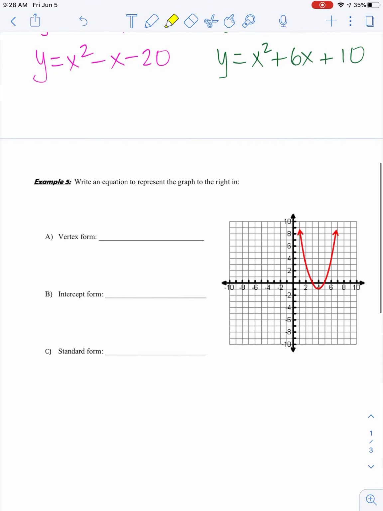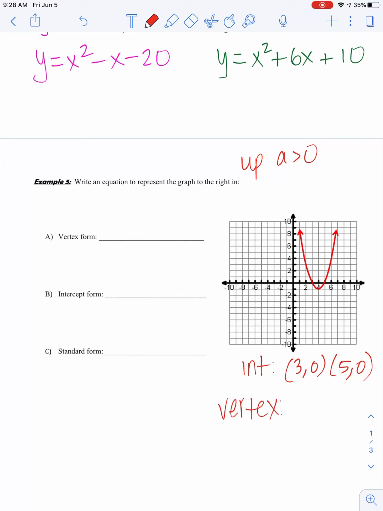All right, last example is looking at a graph that is already given and trying to write out that function in all three forms. So we usually were given the equation and had to graph it, but we're working backwards now. So let's just look at this graph and see what information do we have. We see that it's opening up, so we know that a is going to be positive. We see we have intercepts at 3, 0 and 5, 0. So that'll help us with intercept form. We can also see we have a vertex at 4, negative 1. So that should help us with vertex form.